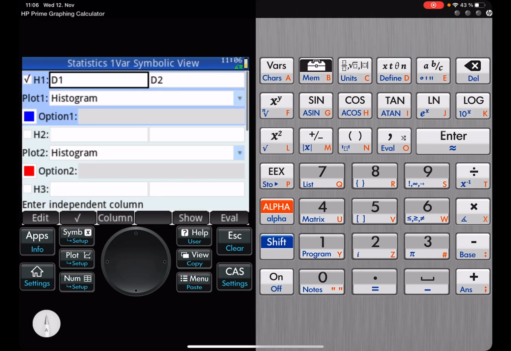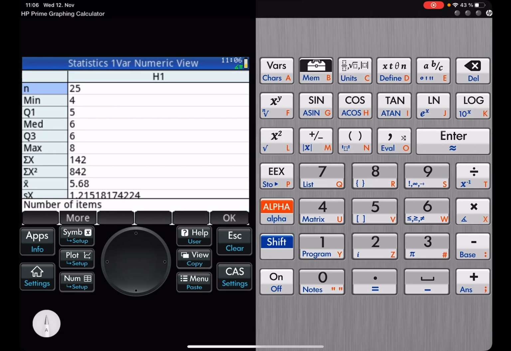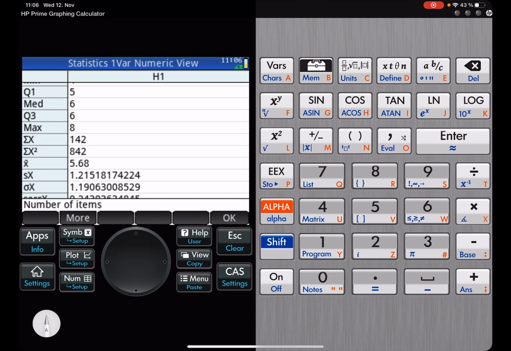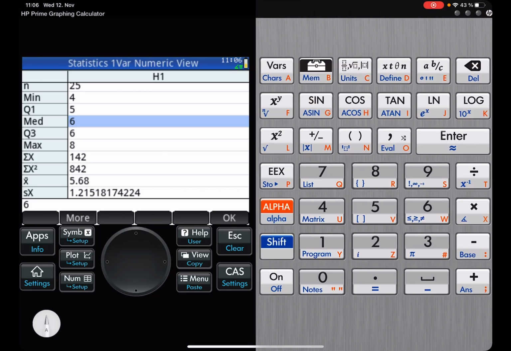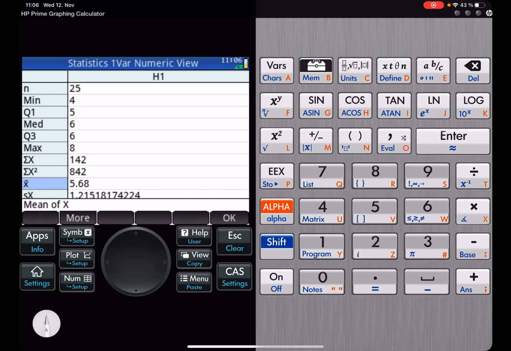And so I have my frequency column turned on. If I click stats here on the screen, the stats button, it will take me here, and it will show me a bunch of things. We'll use a lot of these later, but right now we're only really looking for the mean, which we calculated to be 5.68, and the calculator matched that. The median is 6. The calculator does not show you the mode, so that's something you have to look at the data and find yourself, but we know the median was 6, and the mean was 5.68.